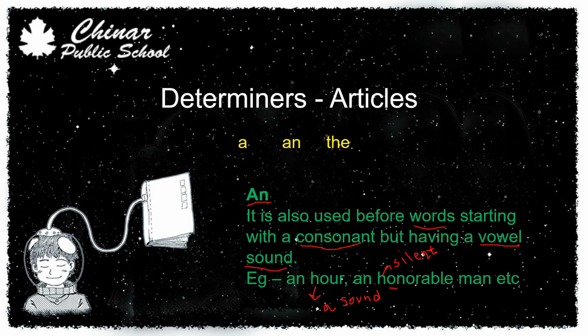Some more examples in the same way are like MA. You must be knowing about the MA degree, that is Masters of Art. Here MA, the word M sounds is EM. And E being a vowel, we always use an before MA.